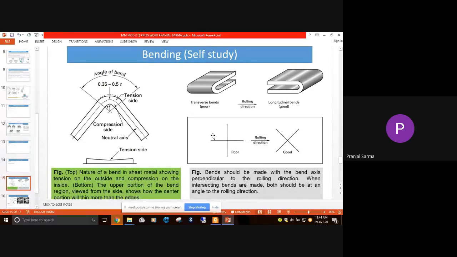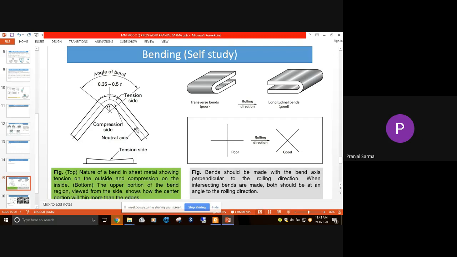If you look at these two figures, this is a transverse bend product and this is a longitudinal bend product. If you compare both of them, they may look somewhat similar, but actually the transverse bends give us poor performance, or are not good. Always go for longitudinal bends. So the bends should be made with the bend axis perpendicular to the rolling direction. If the workpiece has previously been rolled, you have to be careful while selecting the bend axis. And whenever you are making intersecting bends, both should be at an angle to the rolling direction. So that is basically about the bending operation.